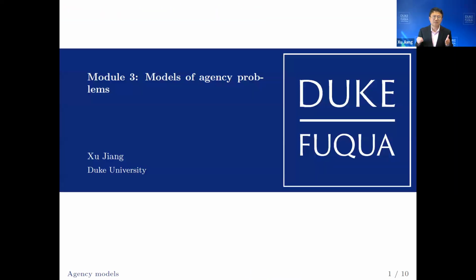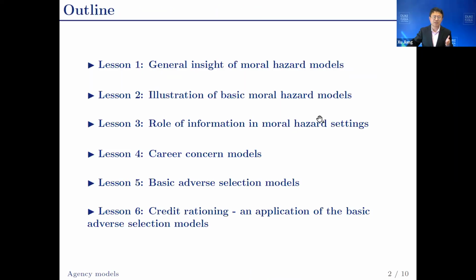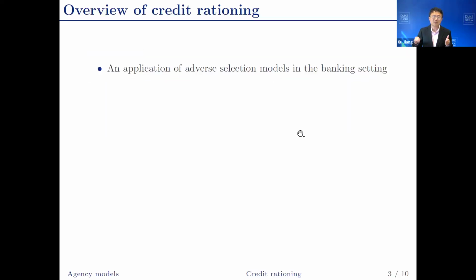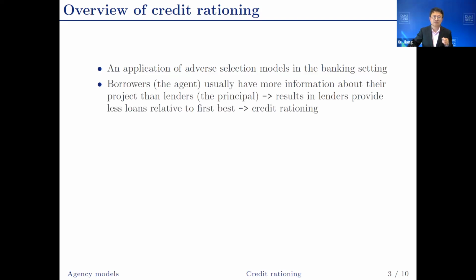Hello everybody, in Module 3 I discussed models of agency problems. Module 3 has 6 lessons. Today we focus on Lesson 6, credit rationing, which is the application of the adverse selection models in a banking setting. Given that we do not talk about banking setting in all of our other modules, I feel it's good to talk about banking setting in this lesson.